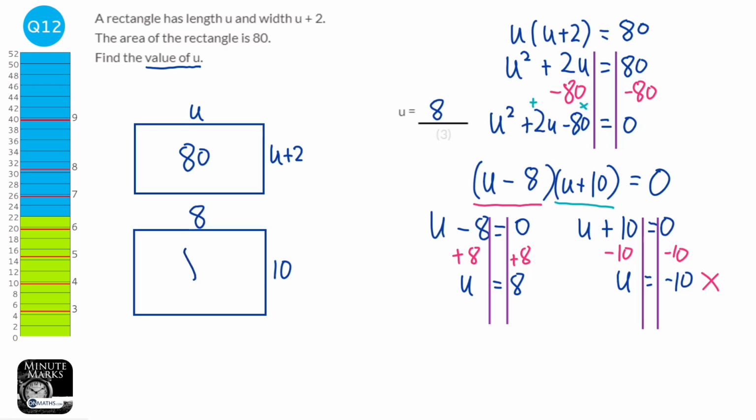8 times 10 is 80. So we know that we've got the right answer.